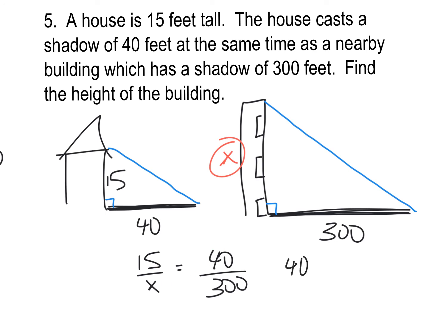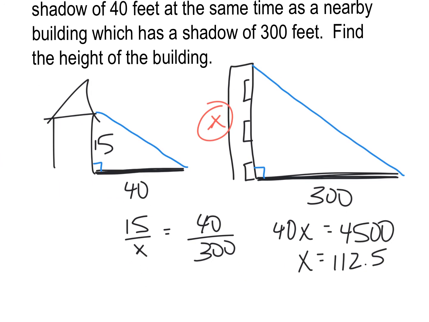I'm going to do 40x equals, and I'm going to cross multiply this way, 15 times 300, which is actually a pretty big number. It is 4,500. Divide both sides by 40, and you actually get a decimal here. And I know a lot of us hate decimals and think that we've done something wrong when we come up with a decimal, but it is okay. Sometimes we get decimals. Okay?